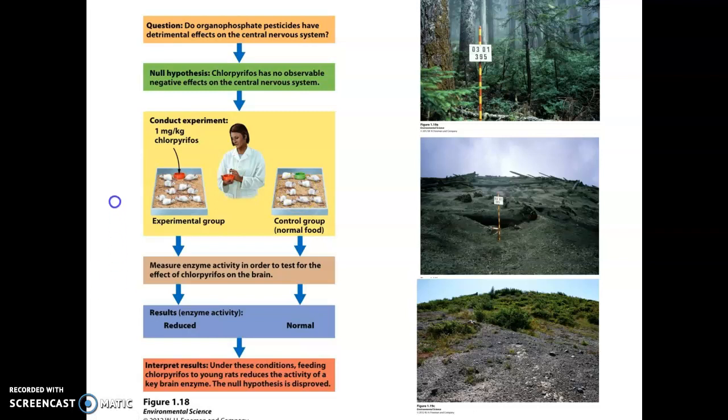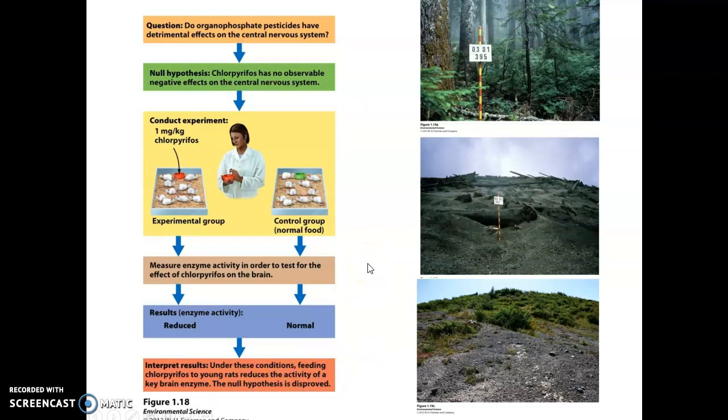Then, as the experiment is conducted, we measure the enzyme activity in order to test for the effect on the brain. If the results of enzyme activity, the data, indicate that enzyme activity is reduced in the experimental group, but normal in the control group, then we could interpret the results that under these conditions, feeding this pesticide to young rats reduces the activity of a key brain enzyme. So that means the hypothesis is supported. If you want to get into it, the null hypothesis is disproved.